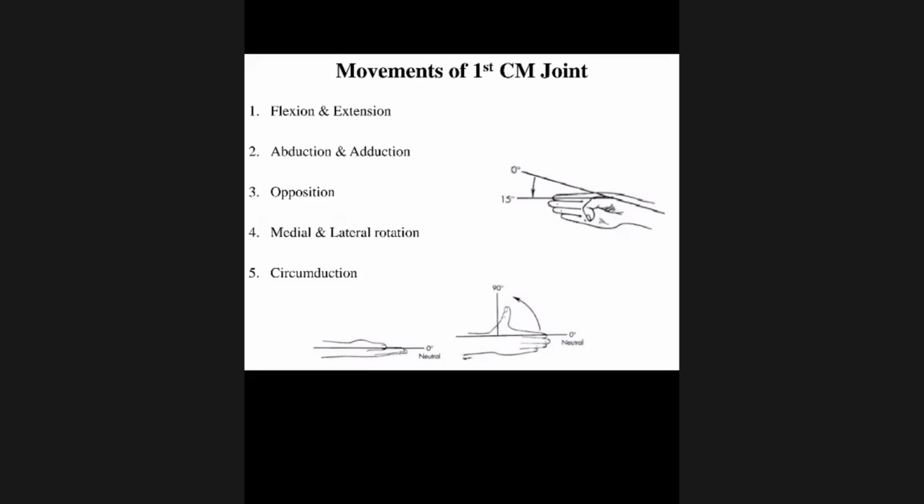Now this first carpo-metacarpal joint is important because it is a saddle type of synovial joint. At the first carpo-metacarpal joint the movements are flexion, extension, abduction, adduction, opposition, medial and lateral rotation, and circumduction is also possible. Note this point: the movements of the first carpo-metacarpal joint. So it is a saddle type of synovial joint.